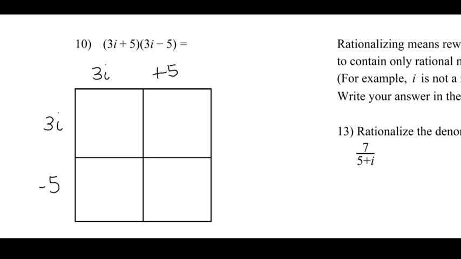So first box, top left corner, 3 times 3 is 9. i times i is i squared. Then top right corner, positive 5 times 3 is 15, and then we have times an i. Bottom left corner, 3 times negative 5 is negative 15, and we have an i. And then bottom right corner, 5 times negative 5 is negative 25.